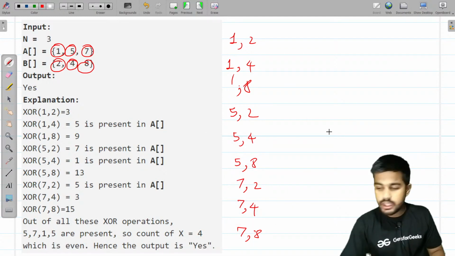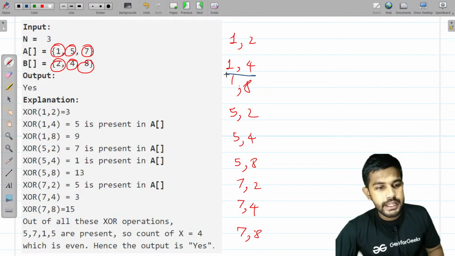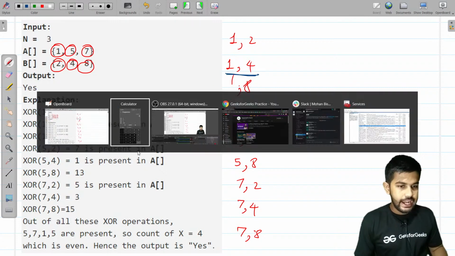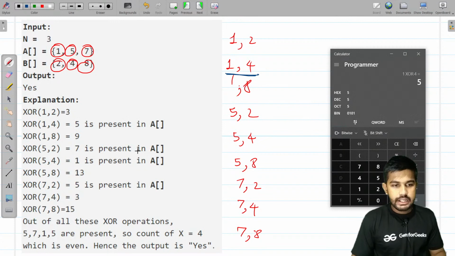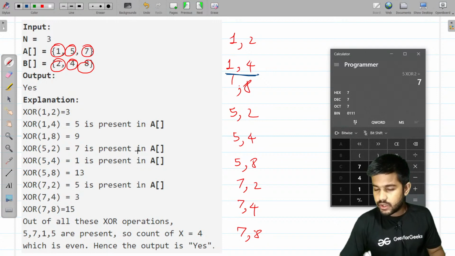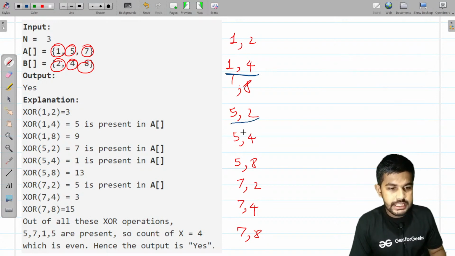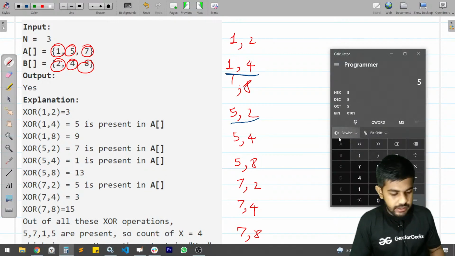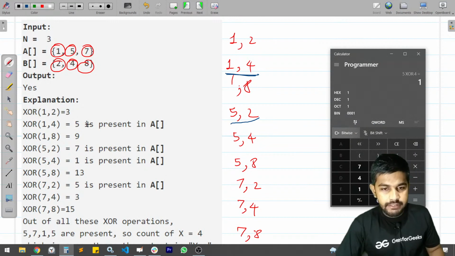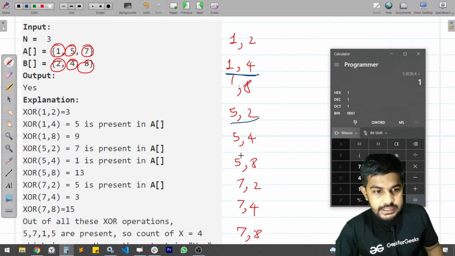So the pair 1, 4 is valid. Let us move ahead. 1 XOR 8 is 9, and 9 does not exist. 5 XOR 2 is 7, and 7 exists, so let us mark it. Then 5 XOR 4 is 1, and 1 exists.